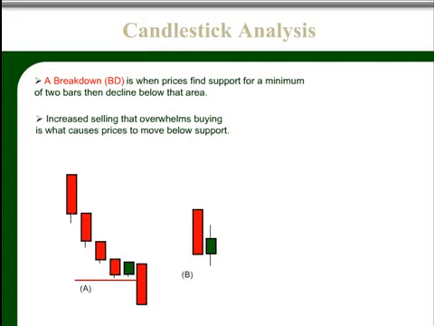Pattern B found an area of support for 2 bars. The tails of these bars are not even. They don't have to be. Prices are contained within an overall area. Support is not an exact price point. It is a general area.